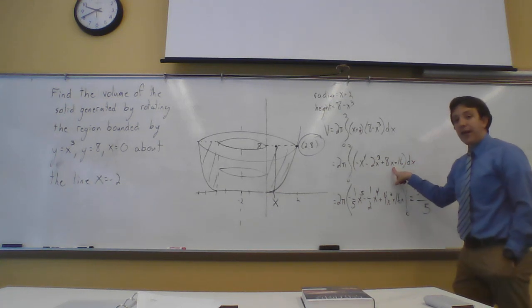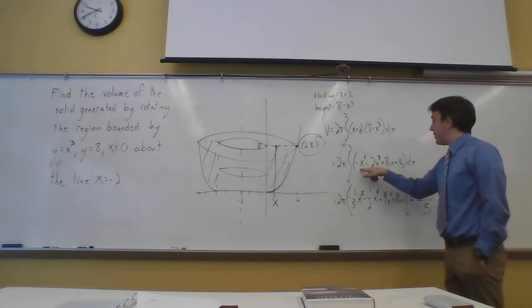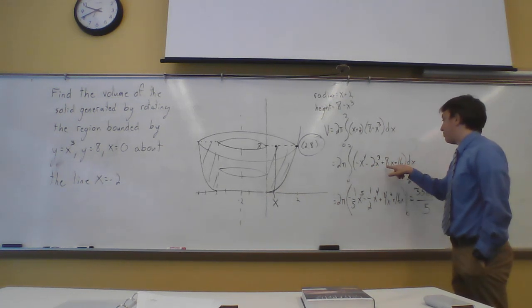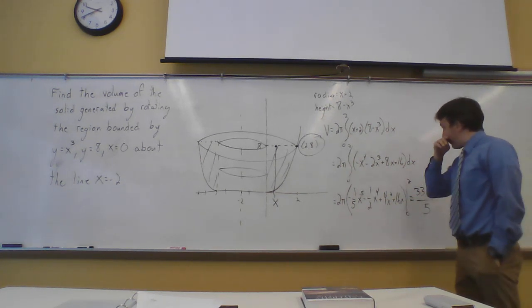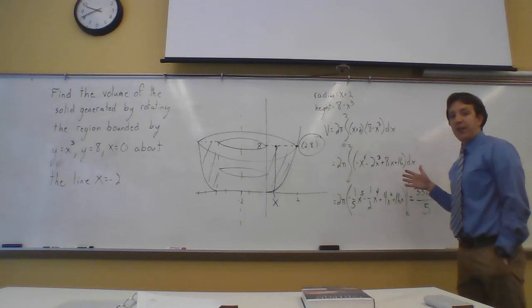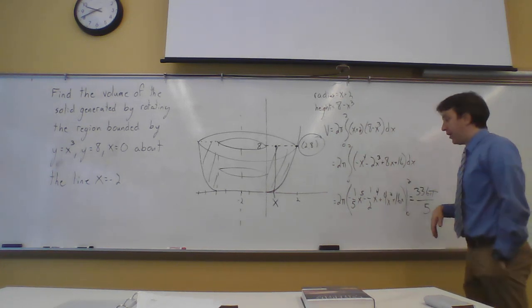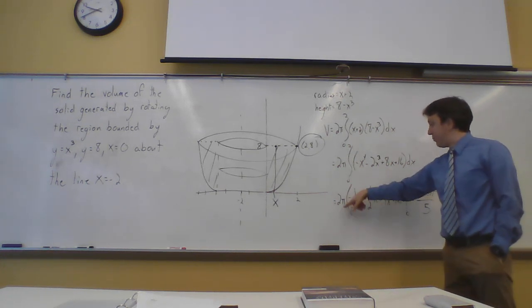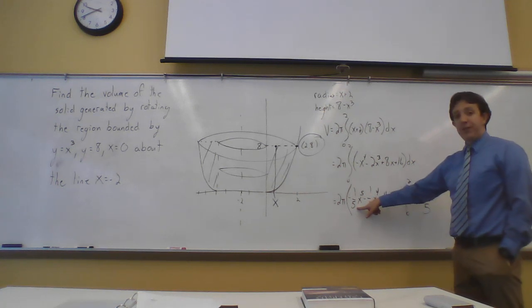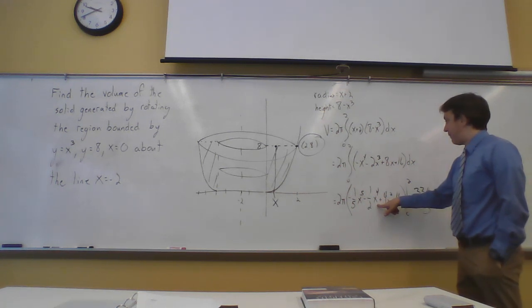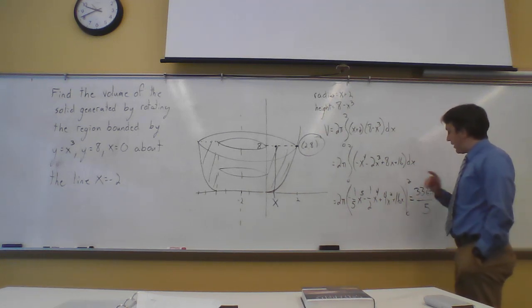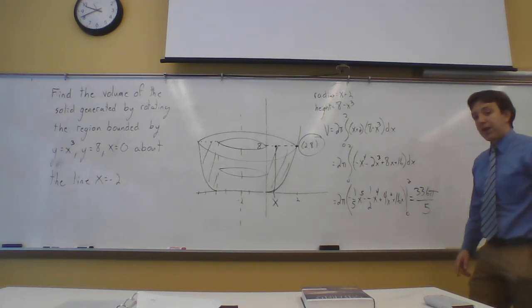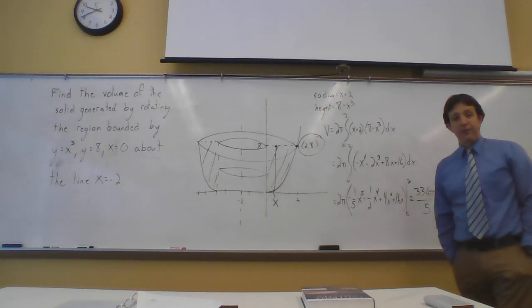I expanded that, so I just had a polynomial. It's negative x to the fourth minus 2x cubed plus 8x plus 16. And so then I integrated it, raised all the powers by 1, and divided by all those new powers. So we end up with the 2 pi still in front, negative 1/5 x to the fifth minus a half x to the fourth plus 4x squared plus 16x. We're evaluating it from 0 to 2, and if you trust me, you get 336 pi over 5.